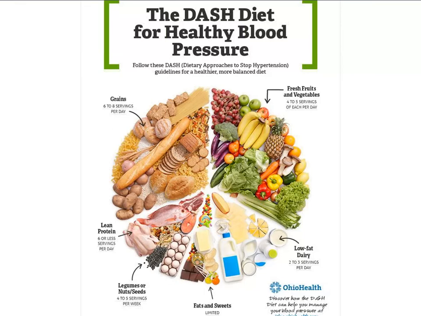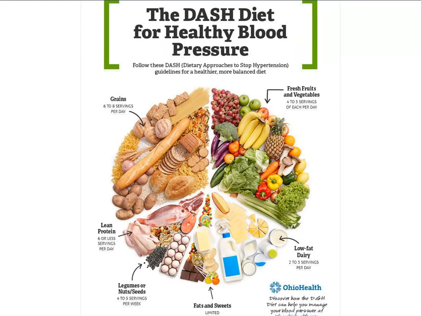This is just a broad diagram. Fruits, vegetables and grains must be taken in the largest amounts, and lean protein like fish and meat must be taken in a very small amount. Low-fat dairy must be consumed, and fats, especially saturated fats, must be reduced to the maximum extent. Okay? So this is nothing but the DASH diet.